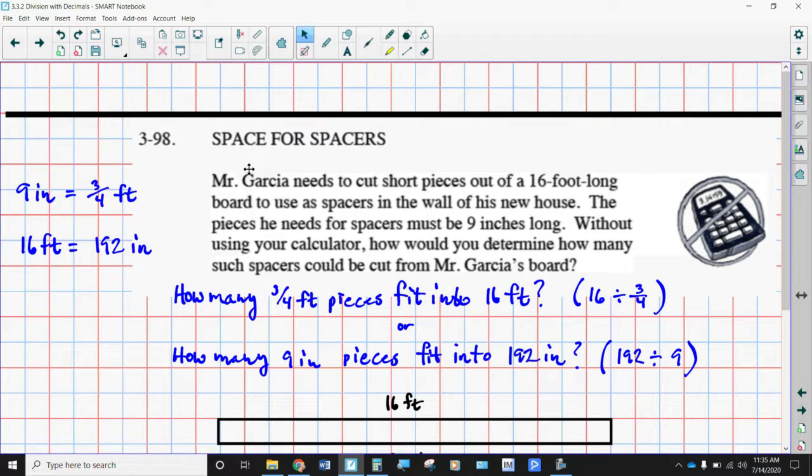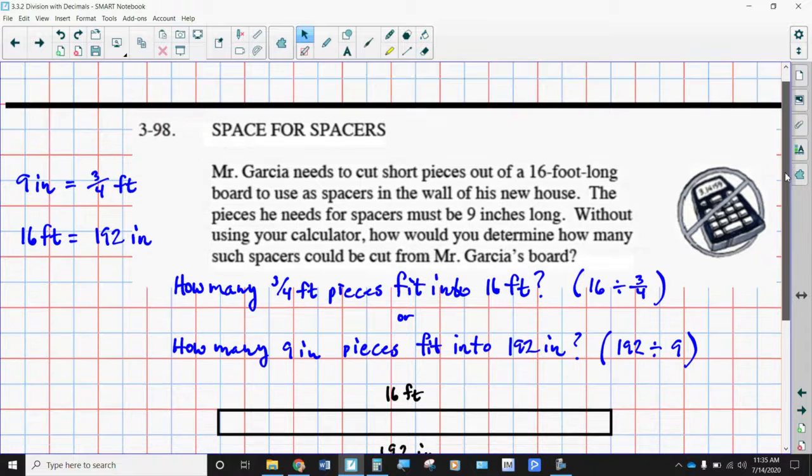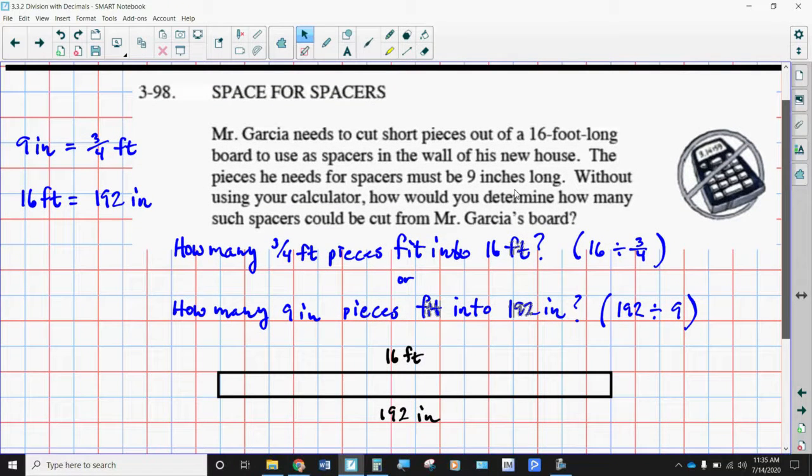This is a situation where division is required. Mr. Garcia needs to cut short pieces out of a 16-foot long board to use as spacers in the wall of his new house. Okay, so any of you that have ever considered going into construction or doing work as a contractor, if you talk to anybody who works in those fields, mathematics is critically important. So it's a good line of work to get into. There are lots of jobs, but you've got to have basic understandings of mathematics for those jobs. So here's an example of a situation where you'd need to understand how to divide.